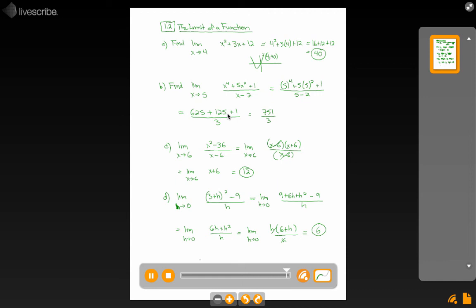You'll run into, in the next chapter, especially in the beginning, a lot of limits that have this limit as h goes to 0 kind of format.